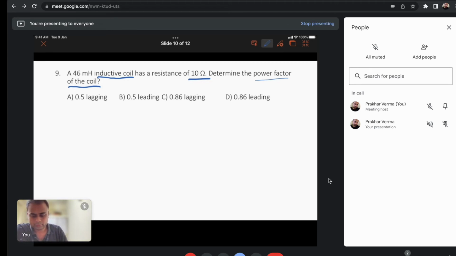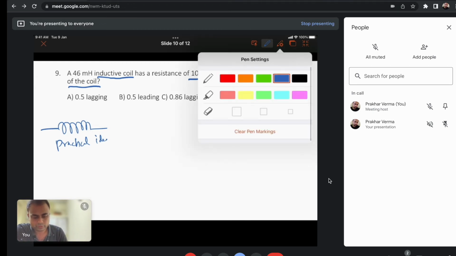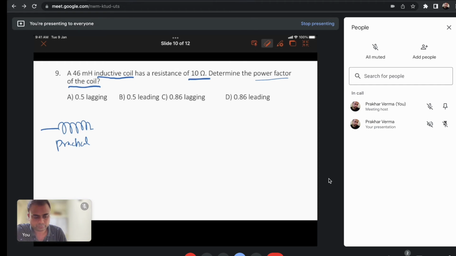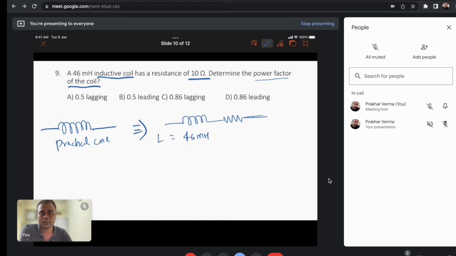So suppose this is a practical coil, that is not an ideal coil, a practical coil. So for a practical coil, this can be transformed into an ideal coil with a series resistance. So now this becomes an ideal inductive coil with 46 millihenry of inductance, and the resistance here is 10 ohms.